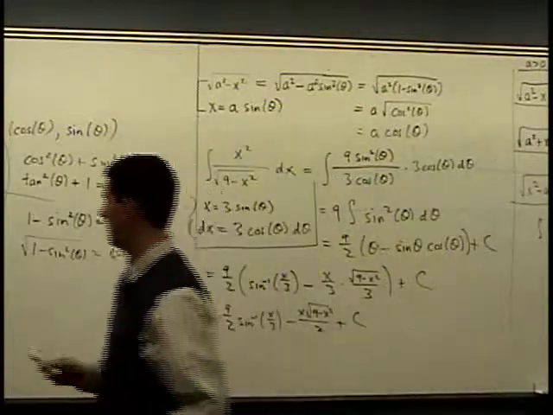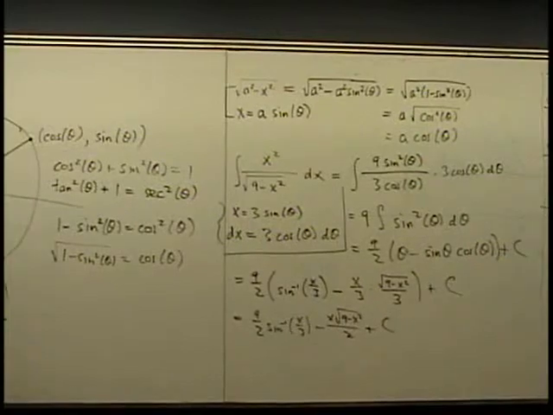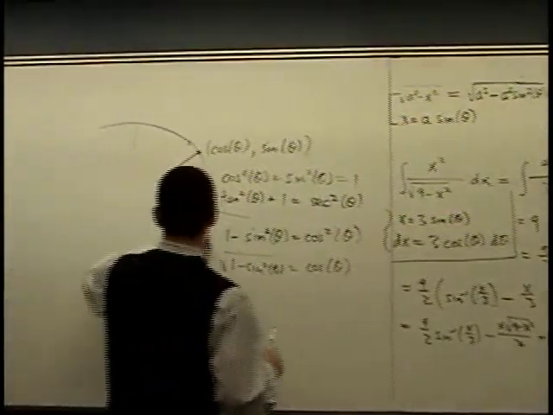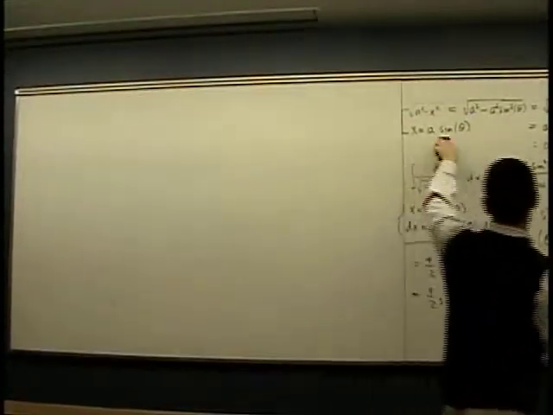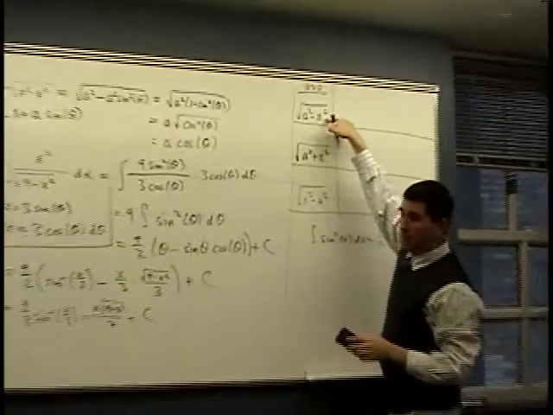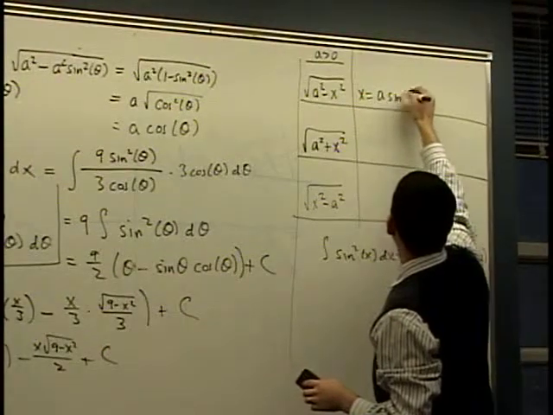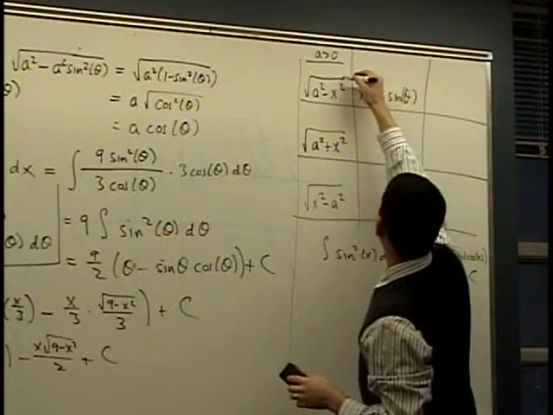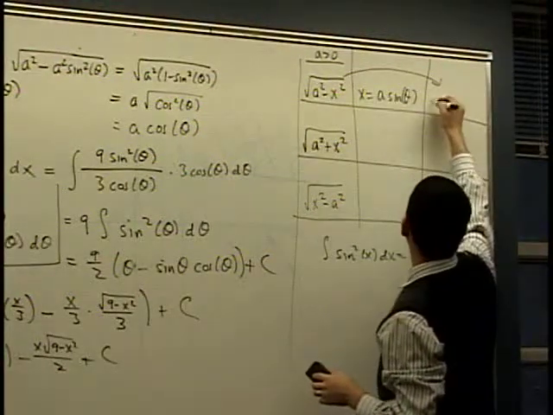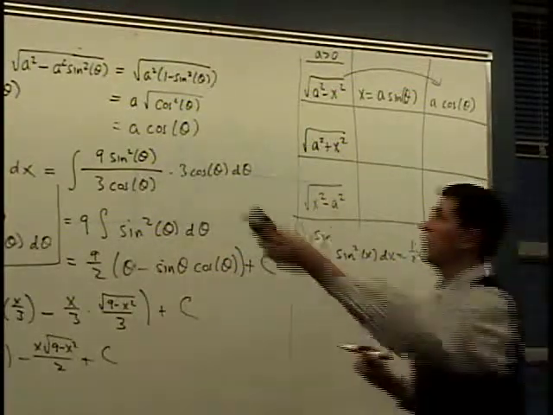Let's try another one. So let me summarize over here. When you have an expression of this type, the trig substitution you want to make is x equals a sine of theta. And when you make that substitution, then this is going to turn into a cosine of theta. That's what all this work told us.